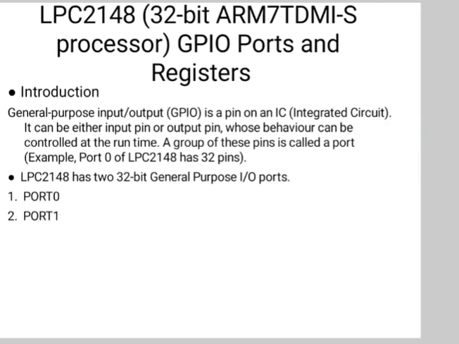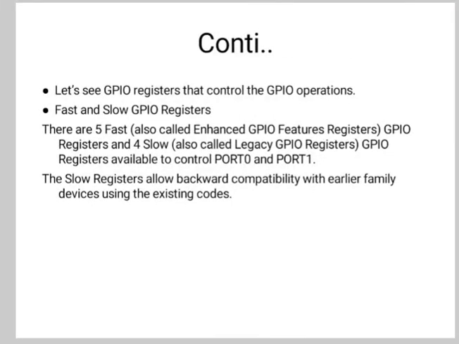Now we will see the GPIO registers that control the GPIO operations. Now fast and slow GPIO registers. There are 5 fast, also called enhanced GPIO registers, and 4 slow, also called legacy GPIO registers, available to control port 0 and port 1. The slow registers allow backward compatibility with earlier family devices using existing code.